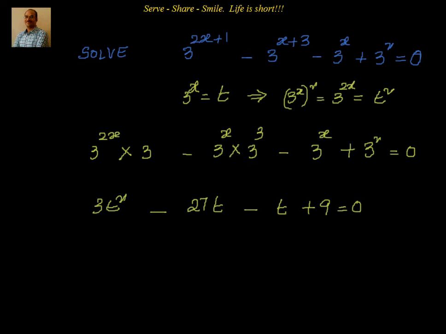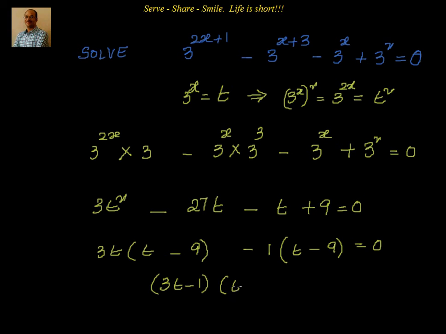Now 3t square minus, actually I can take factorization here itself. If you divide this into two groups, the first two terms I can take 3t common, it will be t minus 9, minus, I can take 1 common, minus 1, it will be again t minus 9 equal to 0. So the given equation I can write as 3t minus 1 into t minus 9 is equal to 0. So one solution will be 3t minus 1 equal to 0. Another solution will be t minus 9 equal to 0 or t equal to 9.